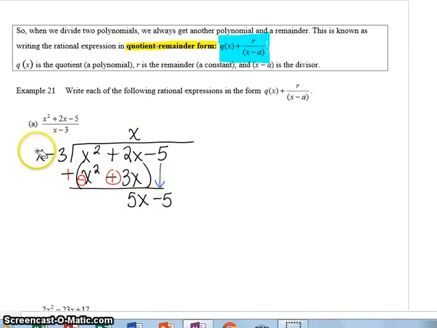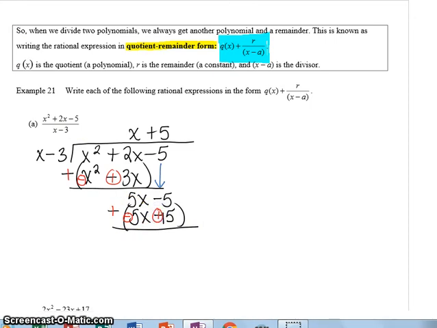And now I say x times what gives me a 5x? Well, a plus 5. So 5 times x is 5x. 5 times negative 3 is negative 15. Put it in parentheses, subtract, change all your signs. So this is going to be negative 5x, positive 15. As always, 5x minus 5x will cancel, and I have negative 5 plus 15, which is going to be 10.